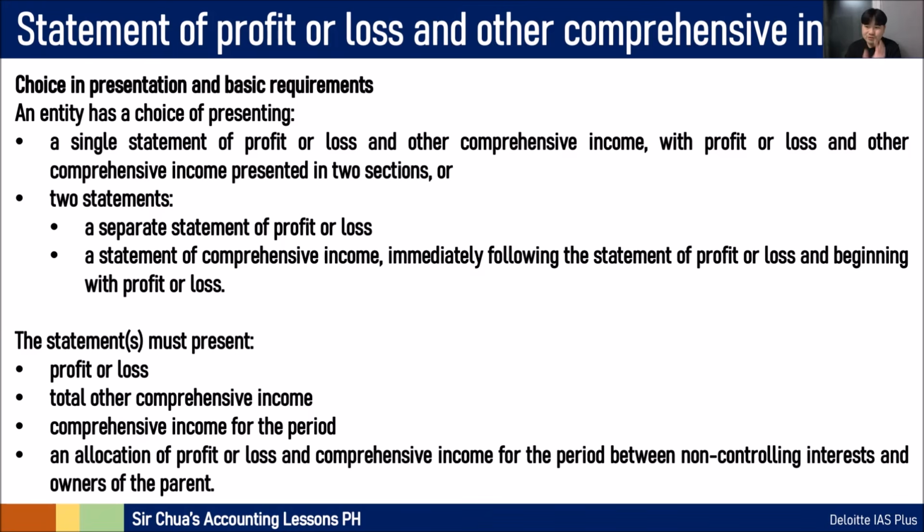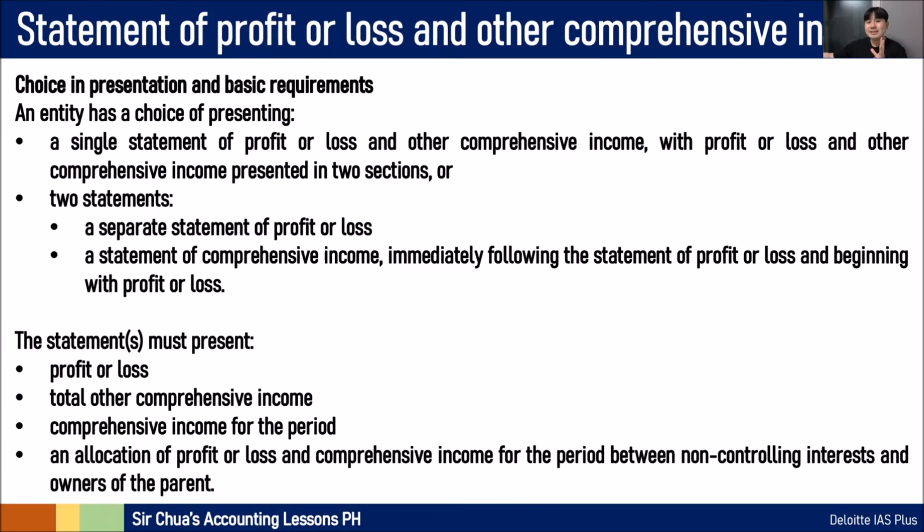But whatever the choice in presentation, you must present the following. Profit or loss, basically the net income that you know, and then total other comprehensive income, lahat ng OCI, and then the comprehensive income for the period, which is the effect of your net income and your OCI. And then, an allocation of profit or loss and comprehensive income between non-controlling interests and owners of the parent. Pahapyawan natin ano yung sinasabi dyan.